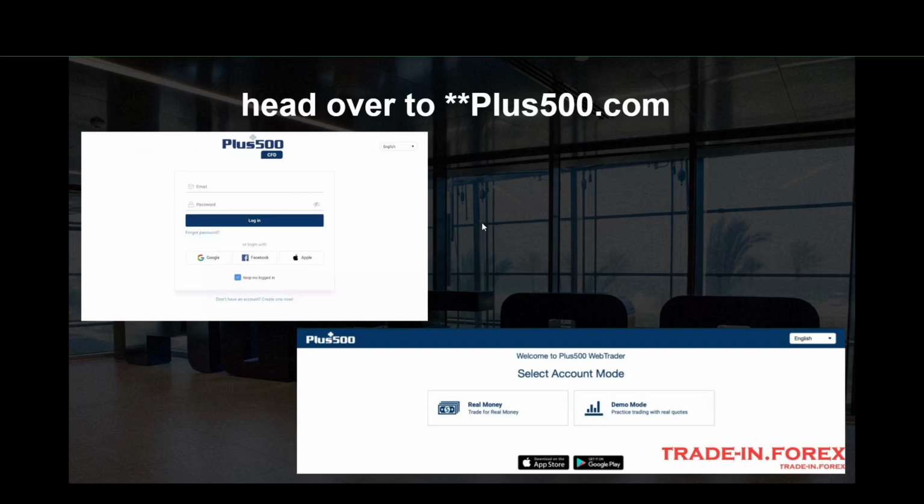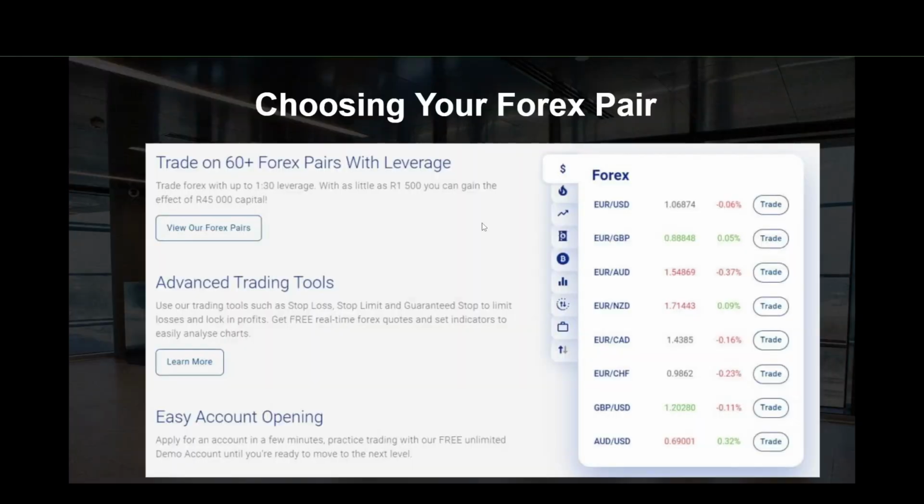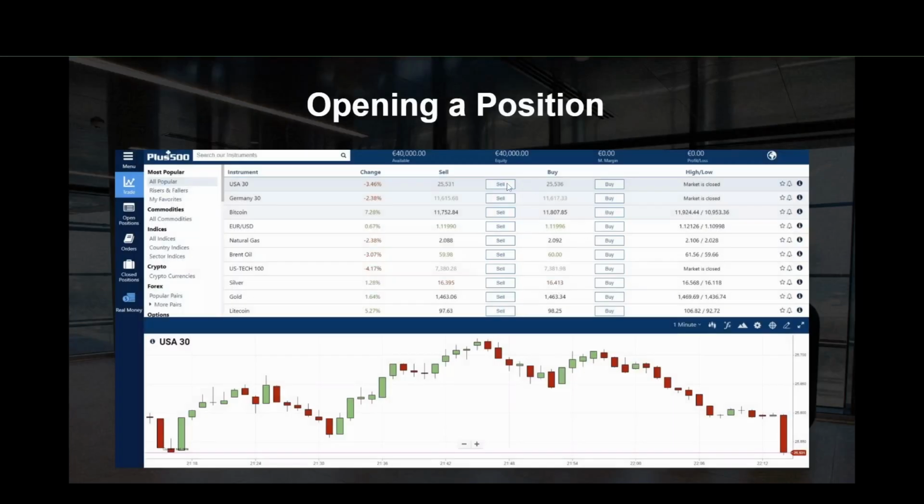Once you're logged in, head over to the Trade tab. Here you can either search for a specific Forex pair or browse through categories. For instance, if you believe the euro will strengthen against the US dollar, you'd look for the EUR/USD pair. Now that you have selected your Forex pair, click on buy or sell depending on your market prediction. You will need to specify the amount you wish to trade.